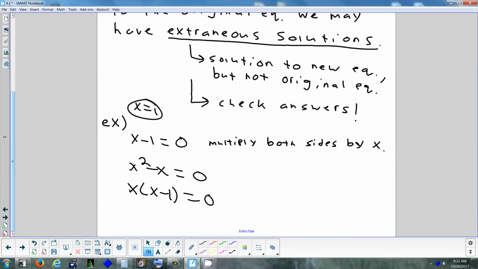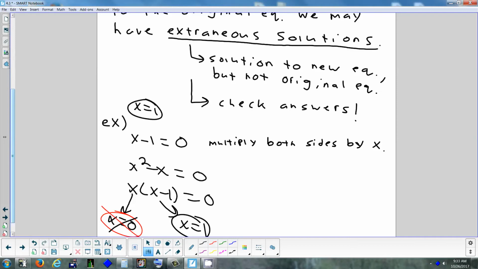And now you could set each factor equal to 0. Well, if you set that equal to 0, you get x equals 0 as an answer. And if you set that equal to 0, you get x equals 1 as an answer. Well, where did this 0 come from? 0 is definitely not an answer to the original problem, but it is an answer to the new equation we created. So this 0 will be what you call extraneous.